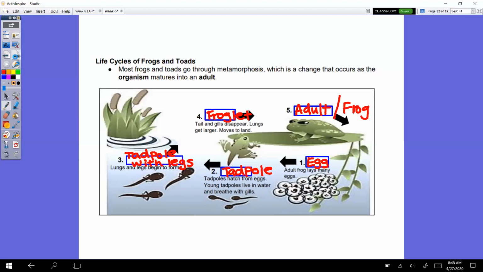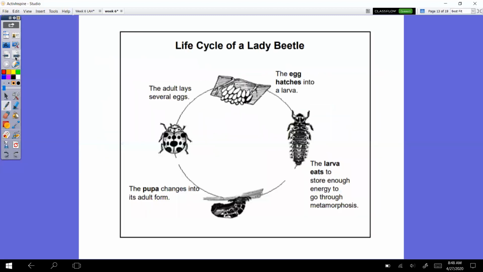Next, we're going to talk about the life cycle of a lady beetle. We can also call these ladybugs. The very first stage, just like with the frogs, is the egg stage. Here the eggs are laid on the bottoms of leaves. So they're laid in the air. They're not laid underwater. They're laid on land.